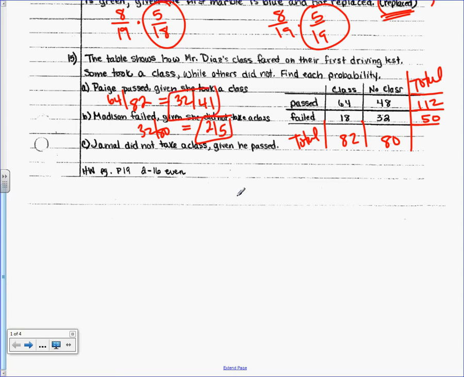Are you guys following this one? I feel like these are easier to understand personally. Find the probability Jamal did not take a class given he passed. So what's the numerator here? 48 given he passed out of 112. Very good. Reduce that. 3/7. Excellent.